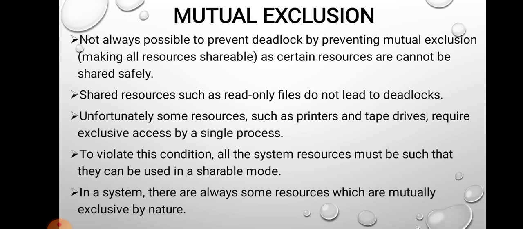We cannot prevent deadlocks by denying the mutual exclusion condition, because some resources are naturally non-shareable, for example, a printer here. So you have to remember shareable and non-shareable.